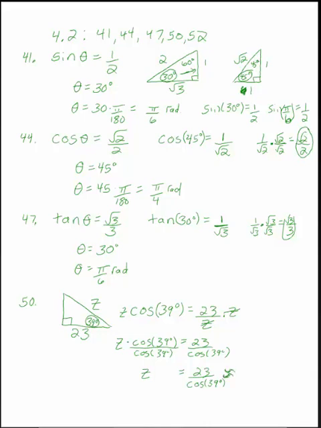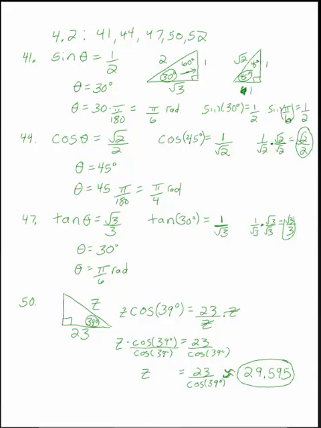I'm just going to do that on my calculator, but I have to make sure that I'm in degree mode. So hit mode on your calculator, and notice how on the third line, it says radian and degree. Make sure degree is highlighted, so that when you type in 23 divided by cosine 39, the calculator knows that that 39 is supposed to be 39 degrees, not 39 radians. And it is 29.595. And there were no units here, so we don't need units on z. That is my answer.